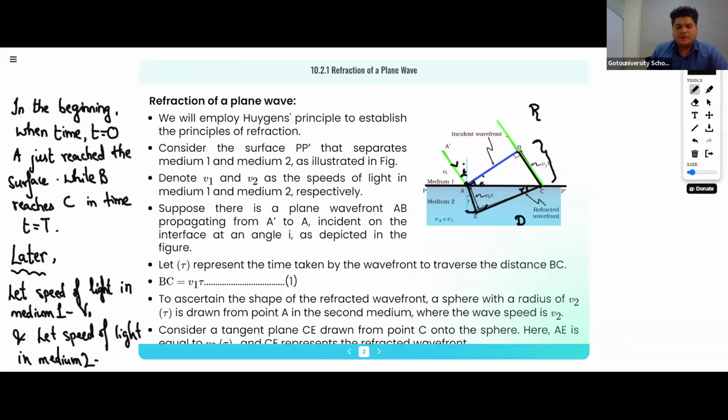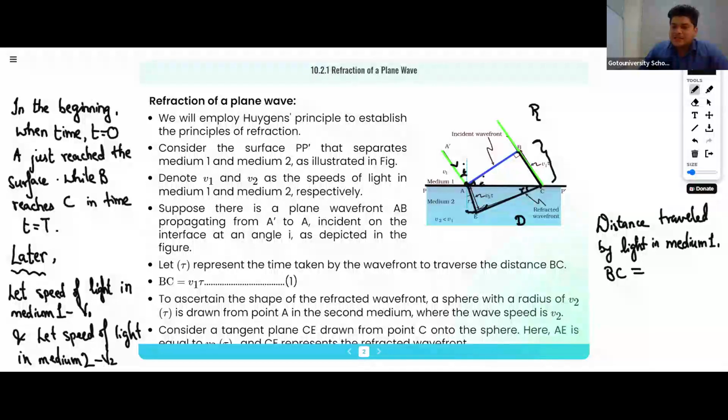Medium 2 be V2. So if you check what is the distance traveled by light in medium 1 and what is the distance traveled by light in medium 2. So the distance traveled by light in medium 1 will be BC. And we know the formula, velocity is equal to distance upon time.